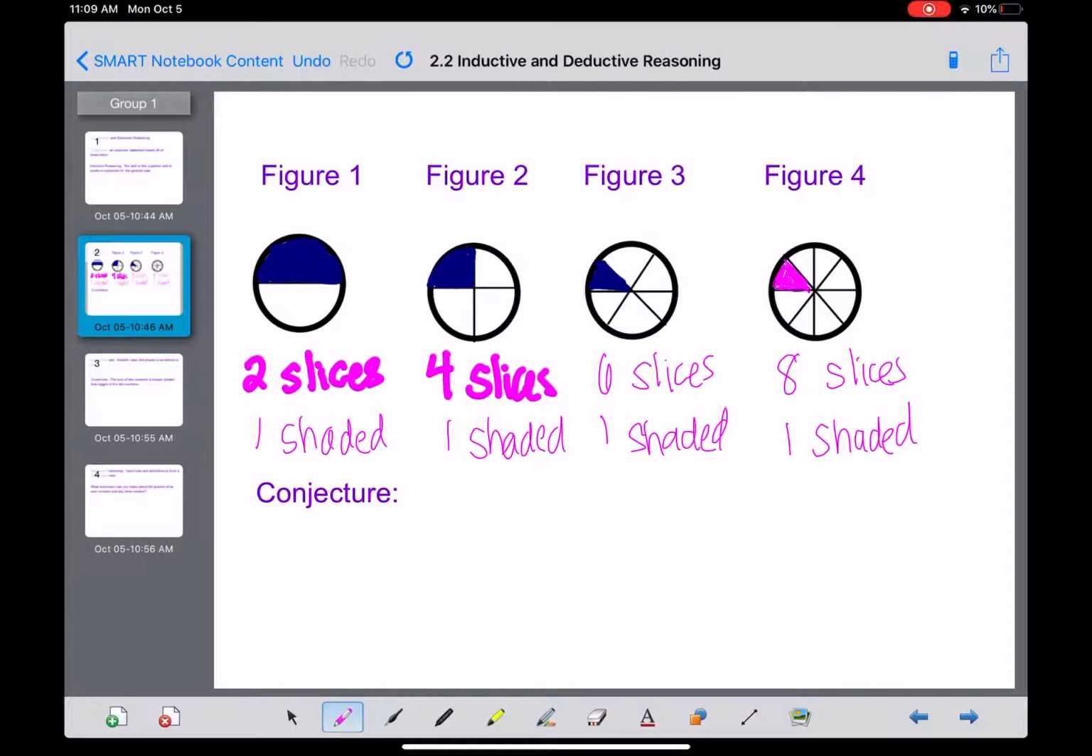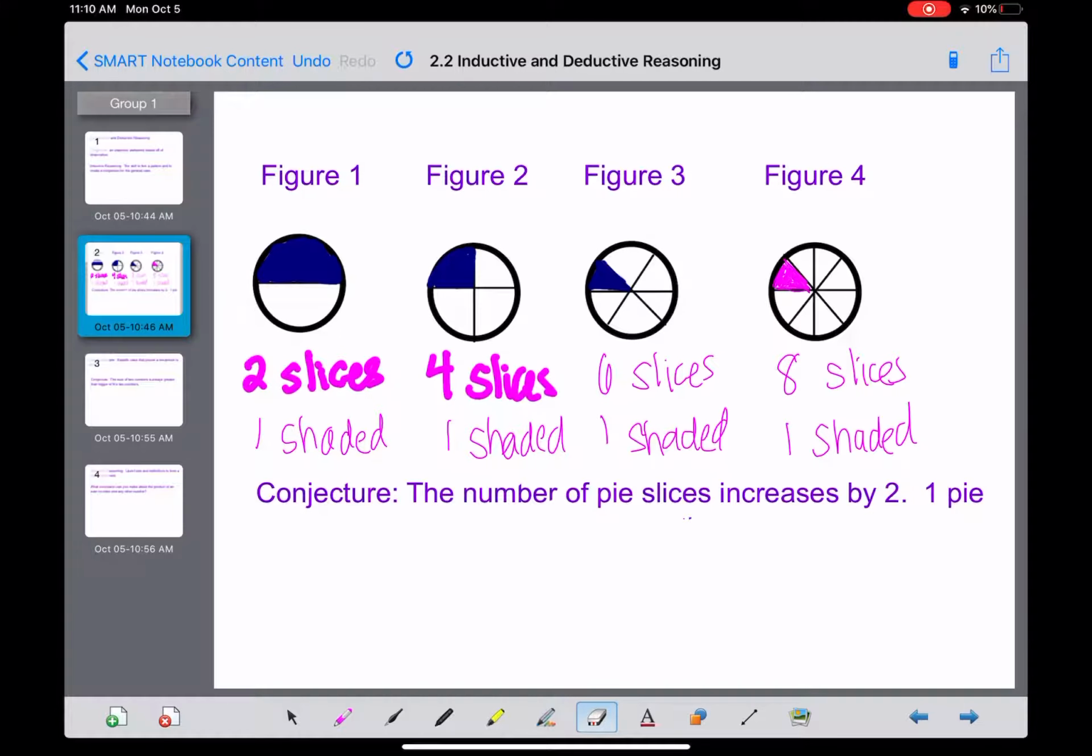So our inductive reasoning skills allowed us to look at a pattern, find commonalities, and create another figure based off of continuing that pattern. It is also part of inductive reasoning to create a conjecture, or put that into words. So how I worded that was: the number of pie slices increases by 2. That's the first thing we found: 2, 4, 6, 8 slices. And you could have worded that differently.